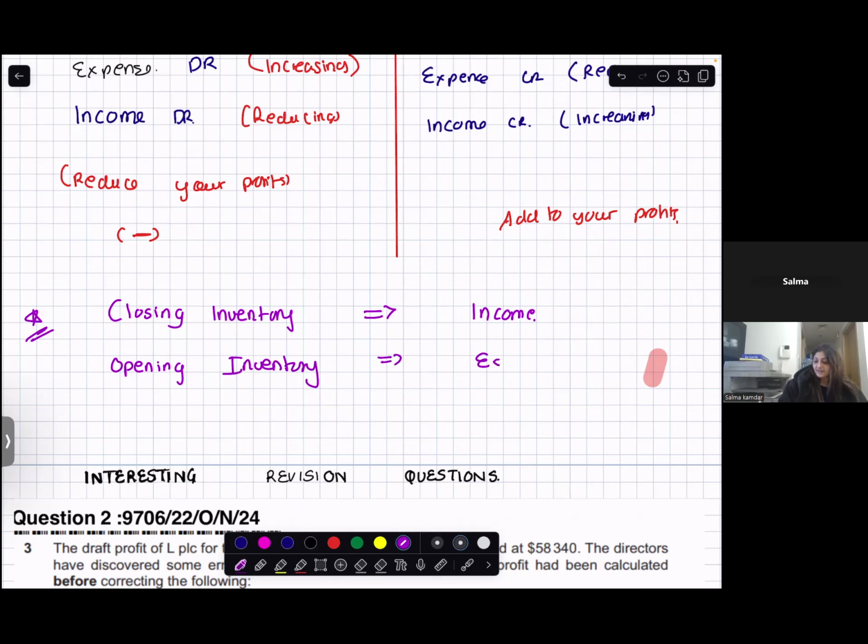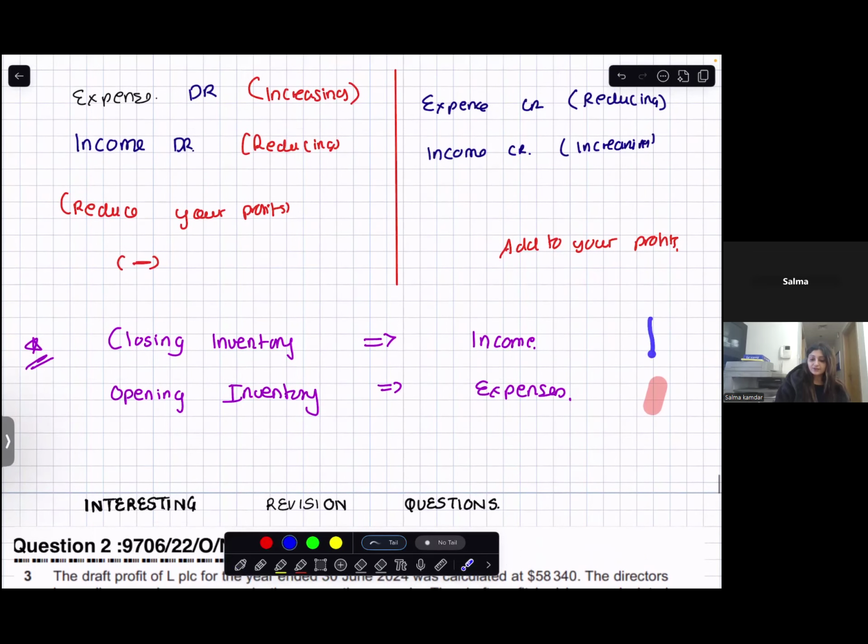What does this mean? If they say to us, your closing inventory was overstated, think logically. If they tell you your closing inventory was overstated, how would you think? Income is overstated. So to correct it, you have to reduce the income. If you have to reduce your income, that means you have to do income debit, so you're going to subtract it from your draft profit.